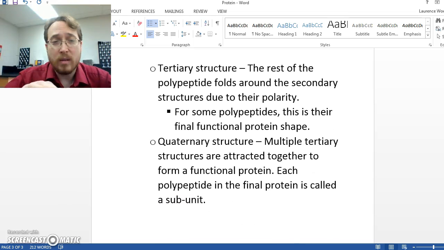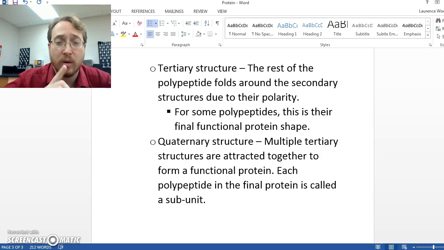Tertiary structure is when the rest of the polypeptide folds around the secondary structures due to their polarity, and for some polypeptides, this is the final functional protein shape. And finally, quaternary structure is when multiple tertiary structures are attracted together to form a functional protein. Each polypeptide in the final protein is called a subunit. Pardon the bell. I hope this helps.